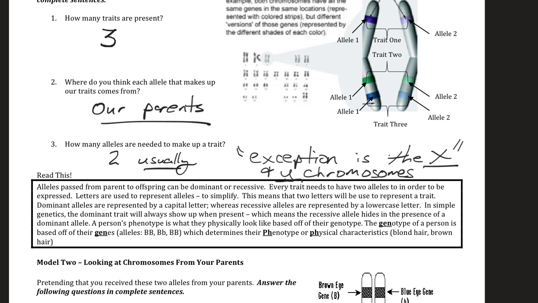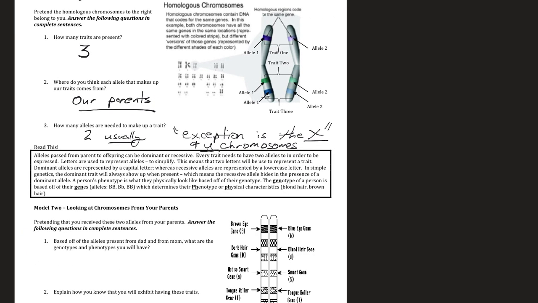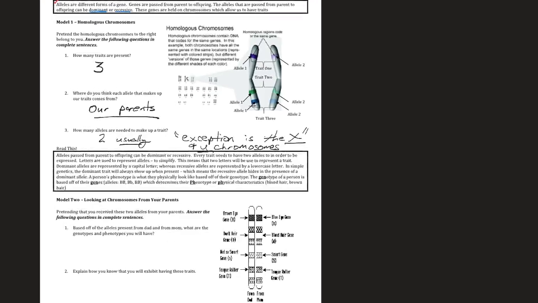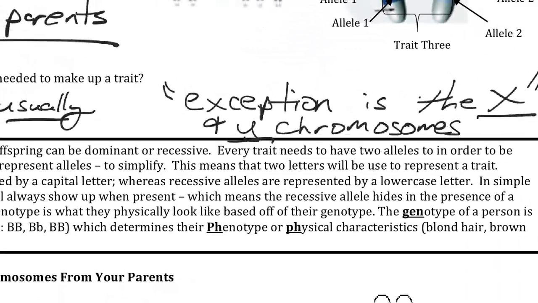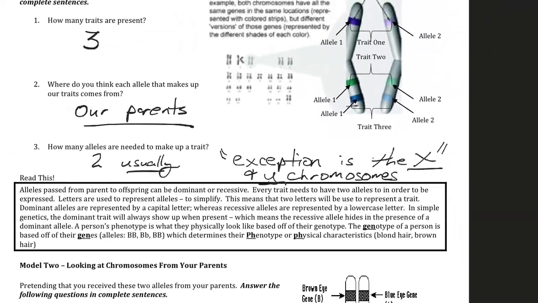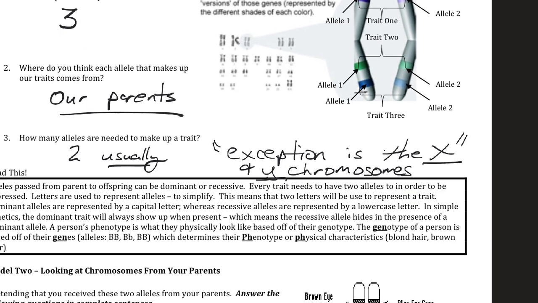Well, Mr. Mendoza, don't girls have XX, so don't girls have two copies of each gene? Yes, you're right. Jimmy, you're so smart. Jimmy, you're one of my most talkative students, and you're so productive. So yes, girls have two X's, Jimmy.